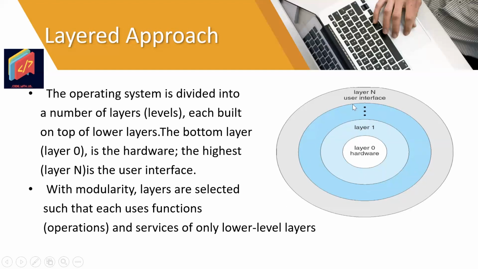So these are the rules. Thus, if the user layer wants to interact with the hardware layer, the response will travel through all the layers from n minus 1 to 1. Each layer must be designed and implemented such that it needs only the services provided by the layers below it. So this is the layered approach.